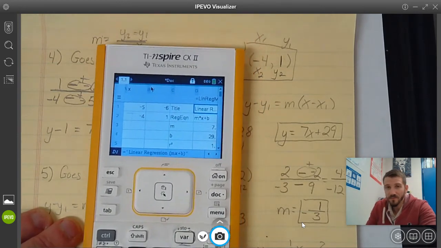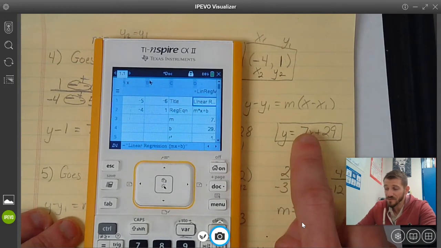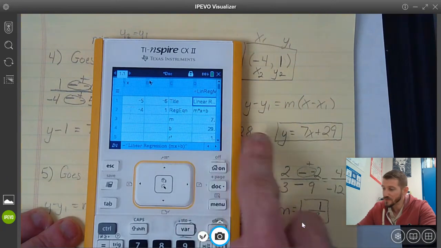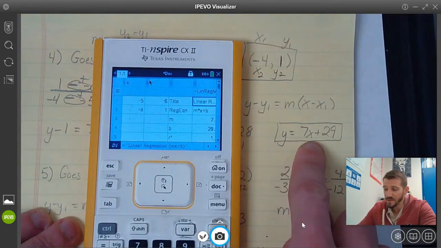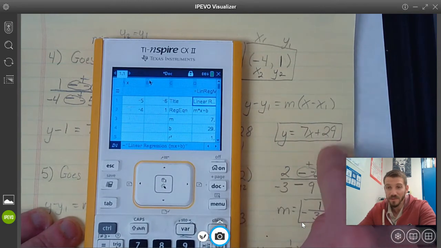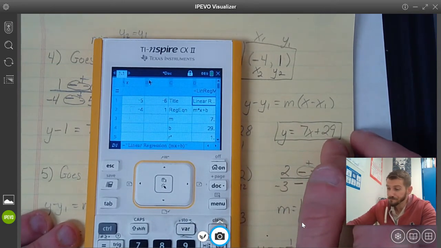And check out what we have. Here was our final answer. Y equals mx plus b, or 7x plus 29. And it tells you m should be 7. So mx, that would be 7x. Your b should be positive 29. That's a lot easier. Saves you a lot of time as well.